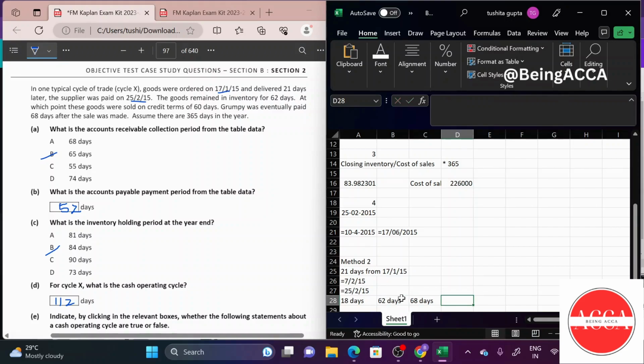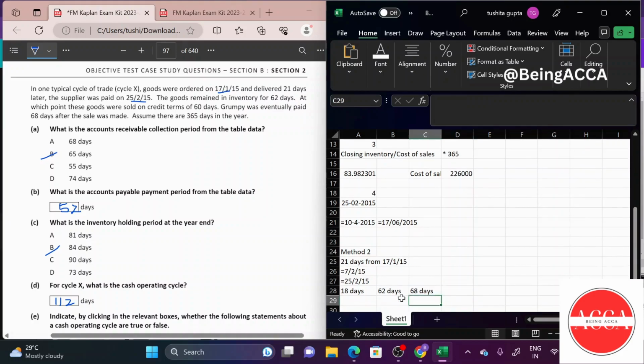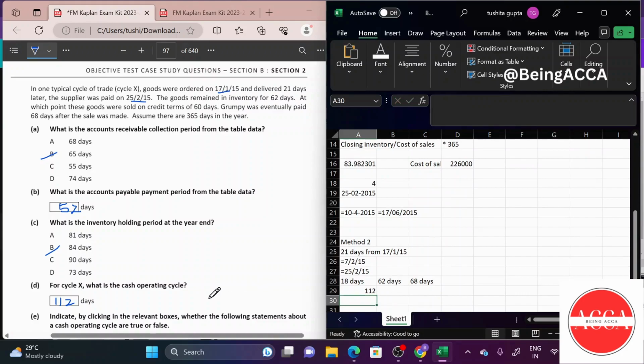And so to find out how much our cash operating cycle is, we'll add the inventory holding period, we'll add the receivables period, and then we'll subtract the payables period, and this will give us 112 days again. So whichever method you use, the answer remains the same because the concept fundamentally is the cash operating cycle.